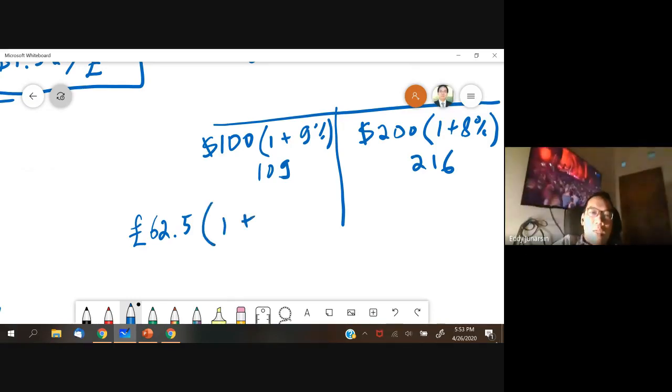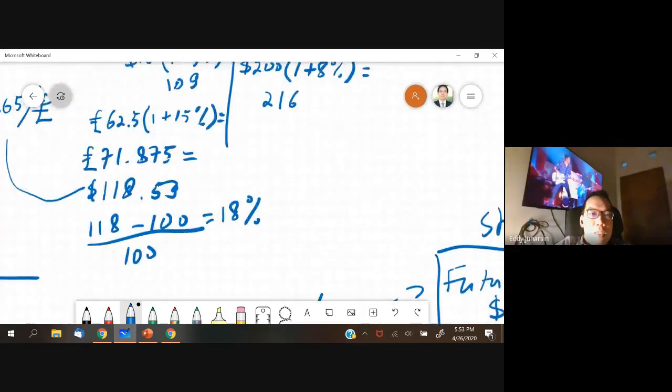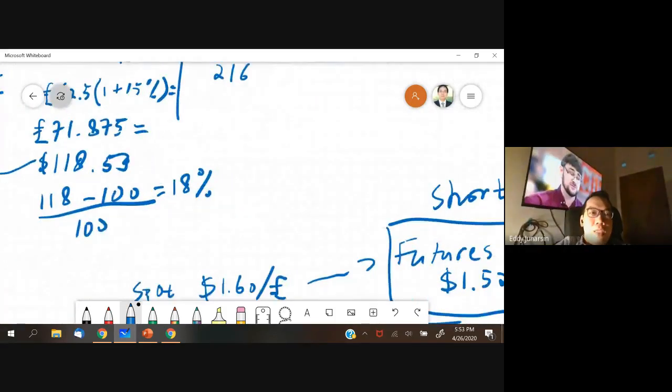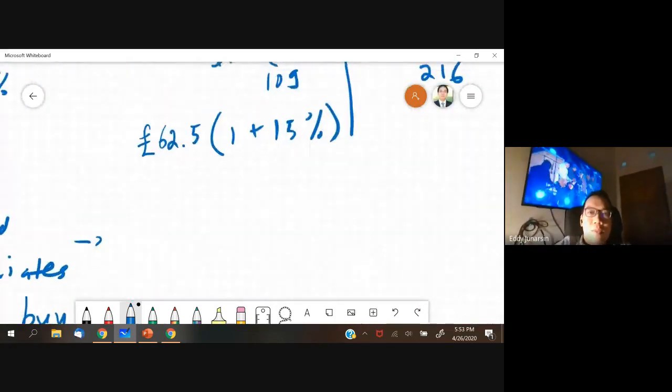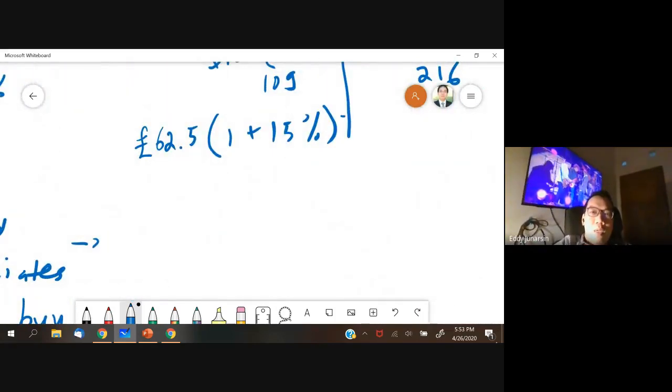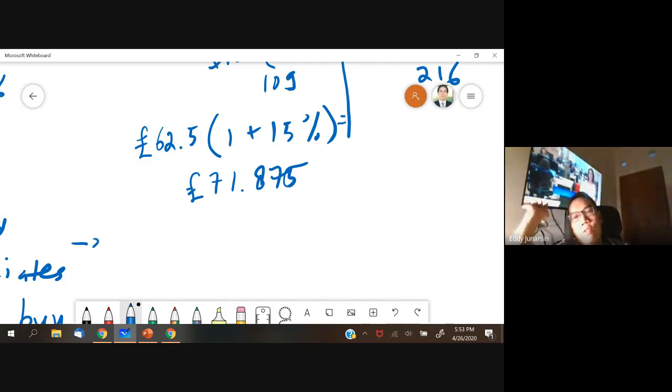And the expected return is 15%. So you will get, what is it again? 71 something? 71,875. So this would be 71,875, right? 71 million 875.